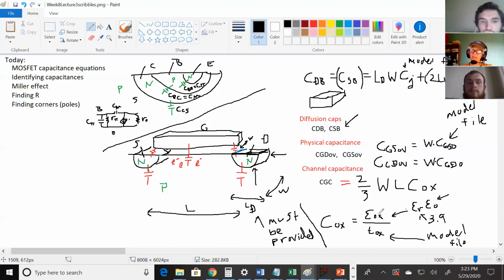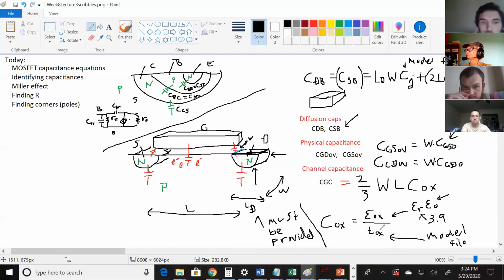And COX is your dielectric constant, right? I blanked on the last class, which is the free space dielectric constant times 3.9. It's a constant, and then it's divided by TOX. And guess where you find TOX? The model file.